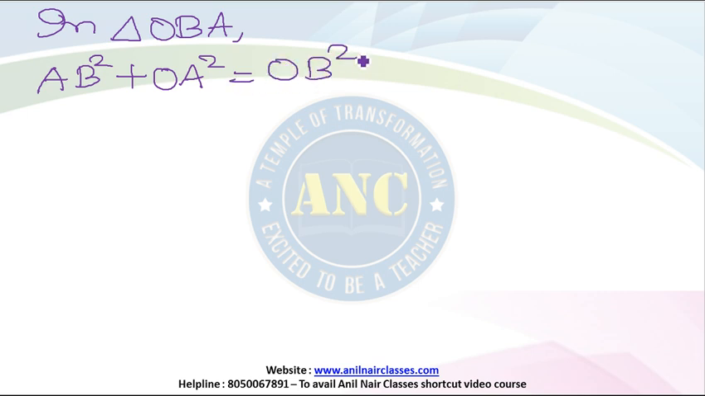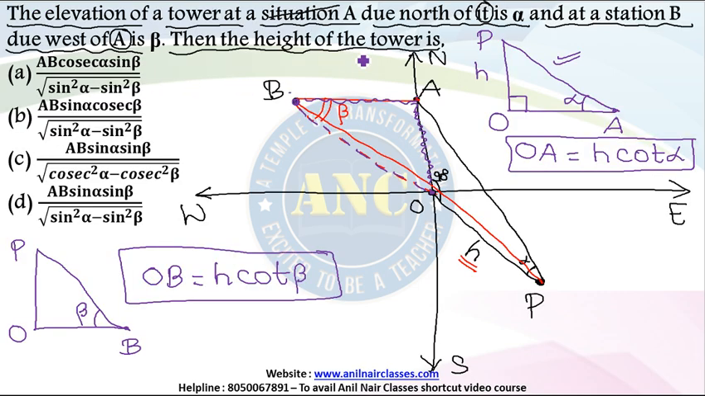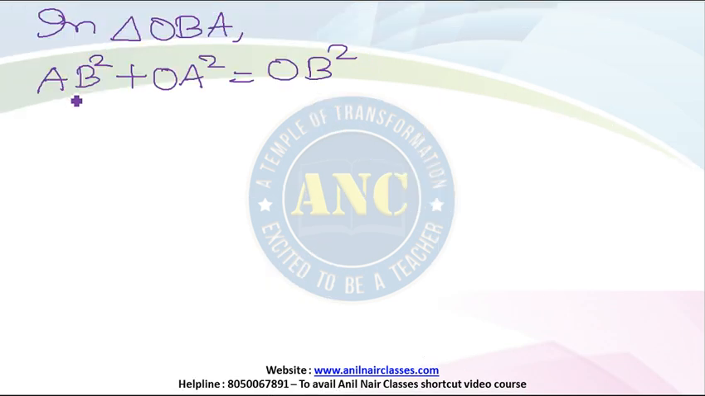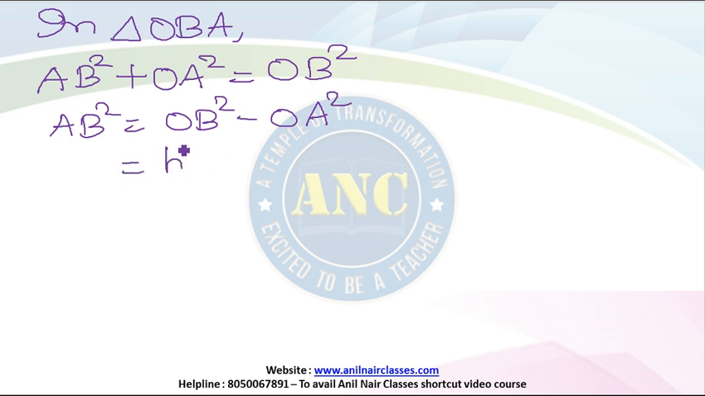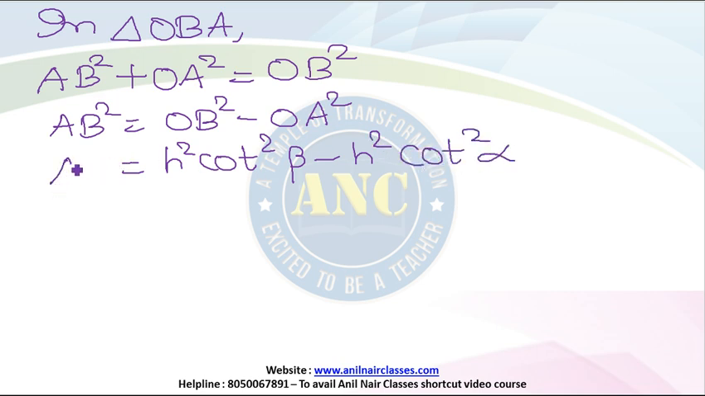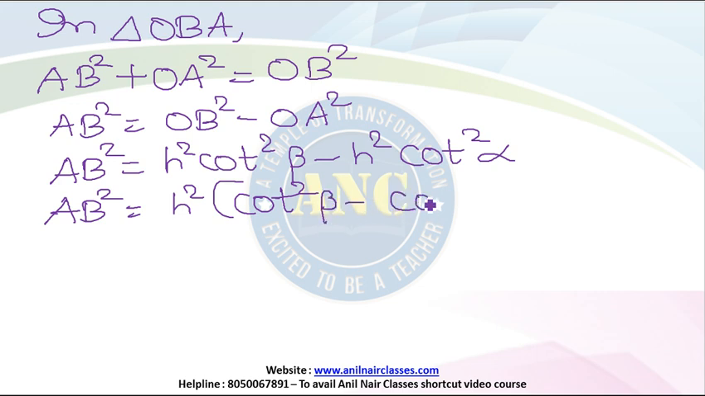Hypotenuse is OB square. But what is that you need to find? You need to find OP, right? OP height is what we need to find. Let us come to that part later. So AB square can be written as OB square minus OA square. Why did you write like this? OB is H cot beta, I know it. OA is H cot alpha, I know it again. So AB square is nothing but H square common factor, cot square beta minus cot square alpha.